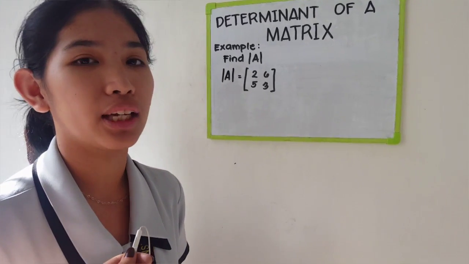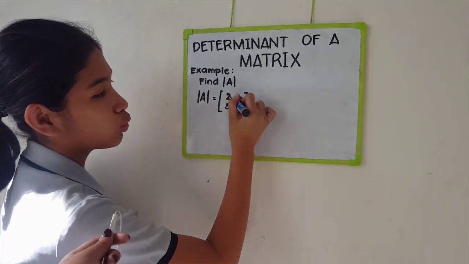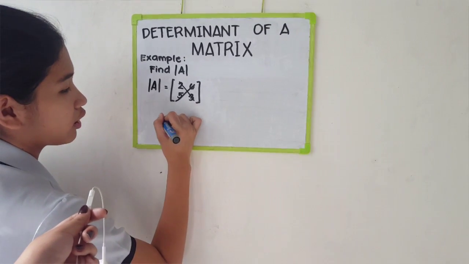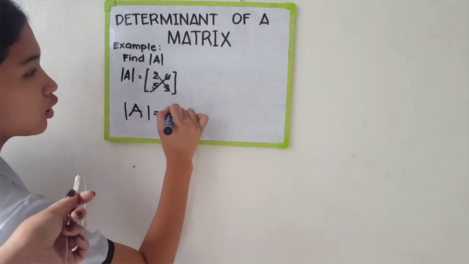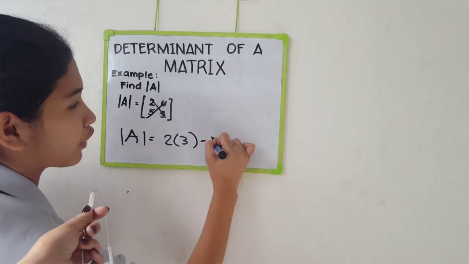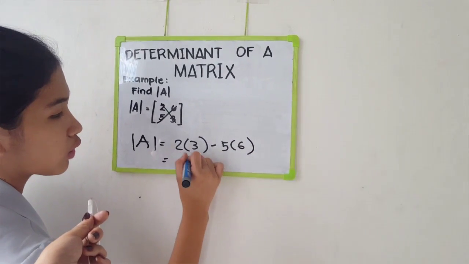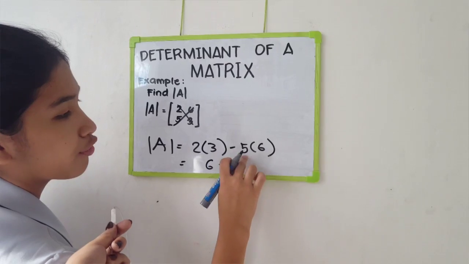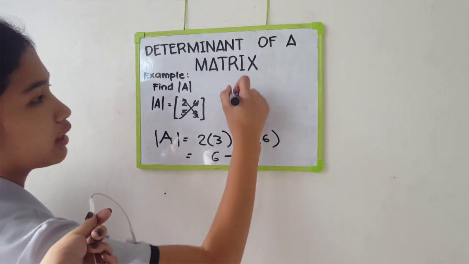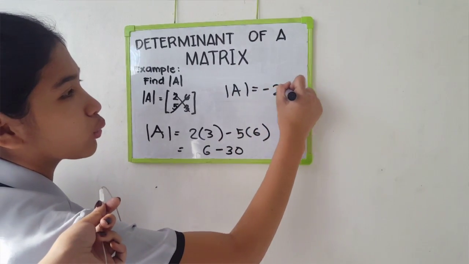Example, we are asked to find the determinant of A. For us to get the determinant, we are just going to do the diagonal multiplication. So, determinant of A is equal to 2 times 3 minus 5 times 6. 2 times 3 is equal to 6. 5 times 6 is equal to 30. So, the determinant of A is equal to negative 24.